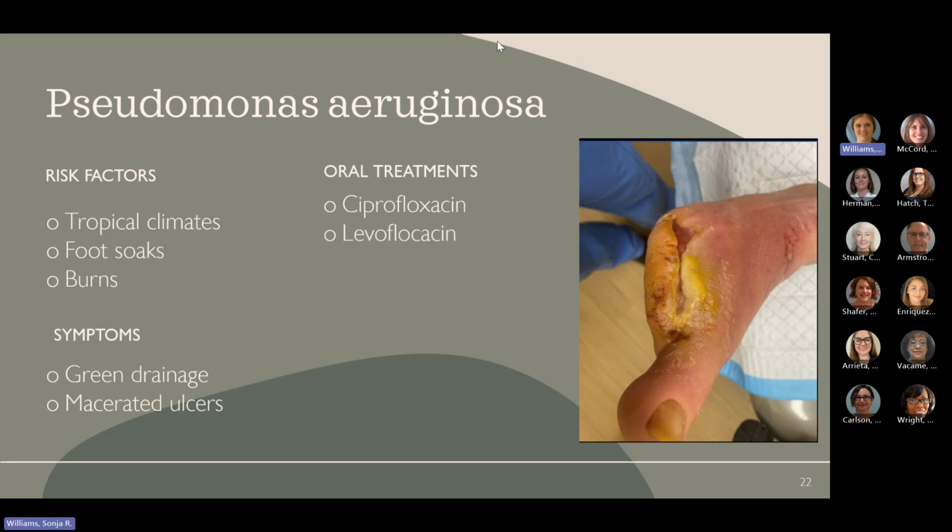And the reason why it was not improving on his current regimen was that it was a Pseudomonas infection that was resistant to the antibiotics he was on. So oral treatments include ciprofloxacin and levofloxacin.